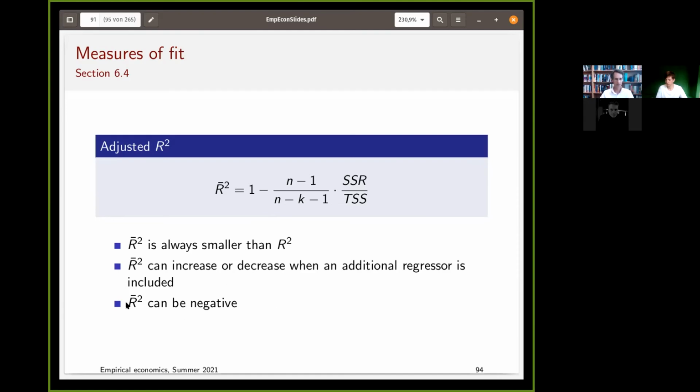In fact, just as a little remark, the adjusted R squared can actually be negative. That usually does not happen with economic data. Only in case of financial data that could happen. So if you encounter a negative adjusted R squared, that's not a mistake. It can really happen. While the R squared, the unadjusted R squared, can never be negative.